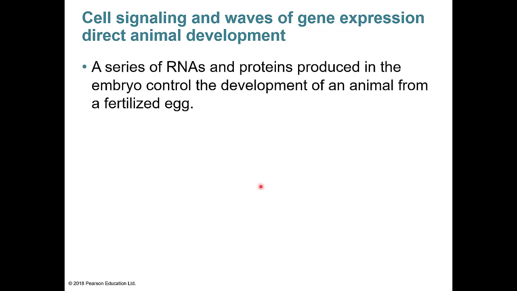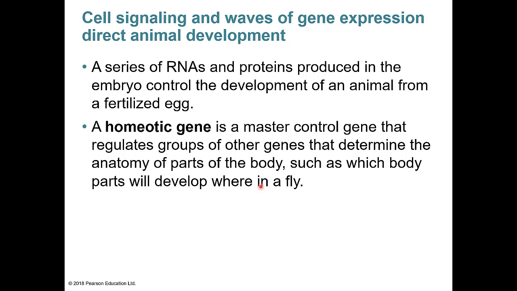We see a lot of different RNAs and proteins that are produced that control development of a cell from fertilized egg to an embryo. These RNAs and proteins must be telling different cells within that developing embryo what to do. We have particular genes called homeotic genes, or sometimes you'll see these referred to as Hox genes, H-O-X. Hox genes are master control genes that regulate groups of other genes. And these genes are very important in determining the basic body plan of an organism. Where does the head go?